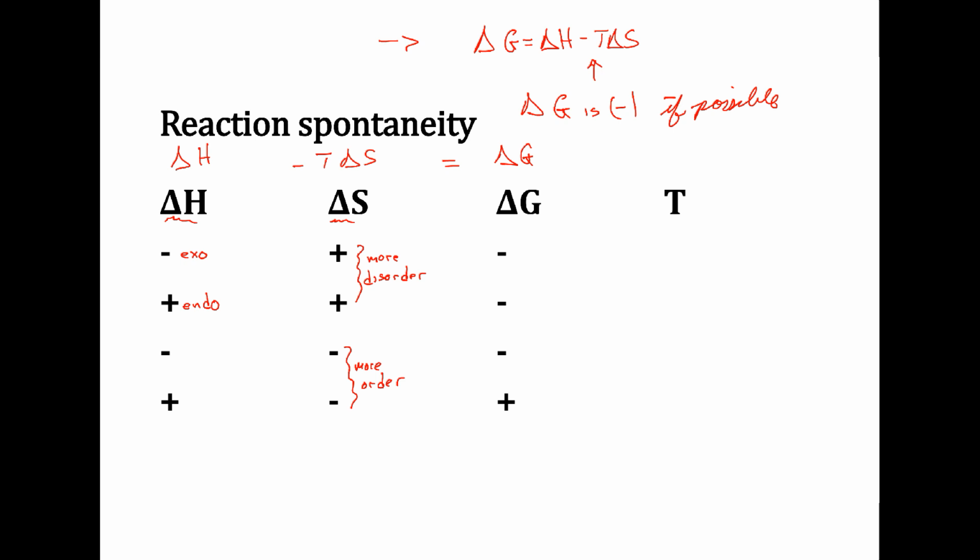If we have a negative delta H, so we plug in a negative value for delta H and a positive value for delta S, is there a temperature at which delta G is not negative? Well, if you have a negative minus a positive number times another positive number, because the temperature has to be positive since we're on the absolute scale, delta G is always going to be negative. So if you have a negative delta H and a positive delta S, you're going to have a spontaneous reaction at all temperatures.